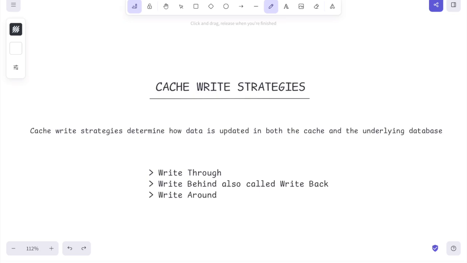Now let's discuss the write strategies on cache. So basically, when you write data to your database, what happens to the cache? There are three strategies for it. The cache write strategies determine how data is updated in both the cache and the underlying database. And there are three main strategies: write through, write behind, which is also known as write back, and the third one is write around. Now let's discuss them one by one.